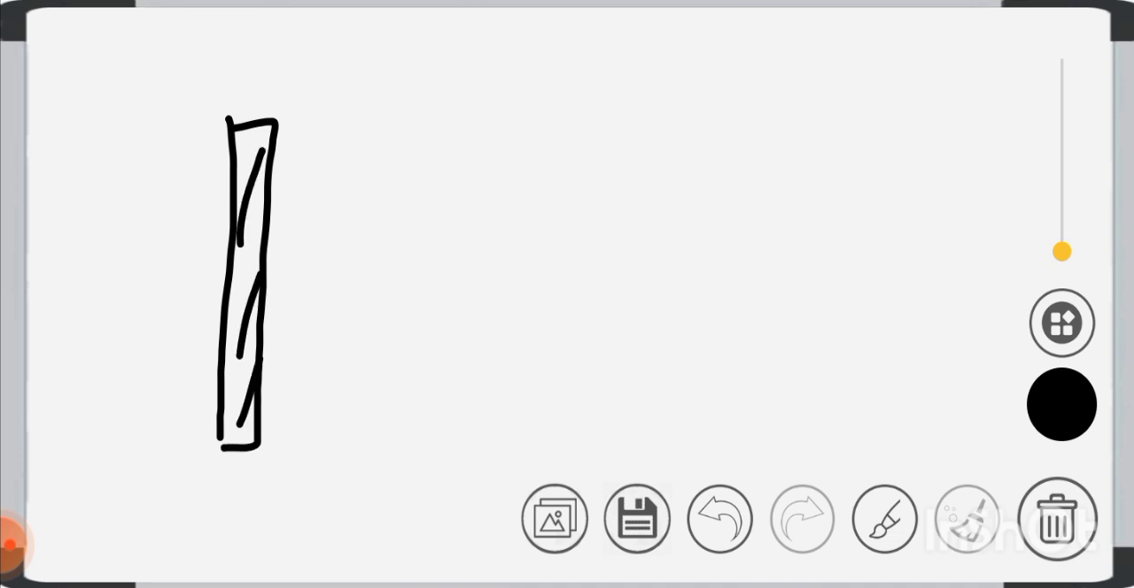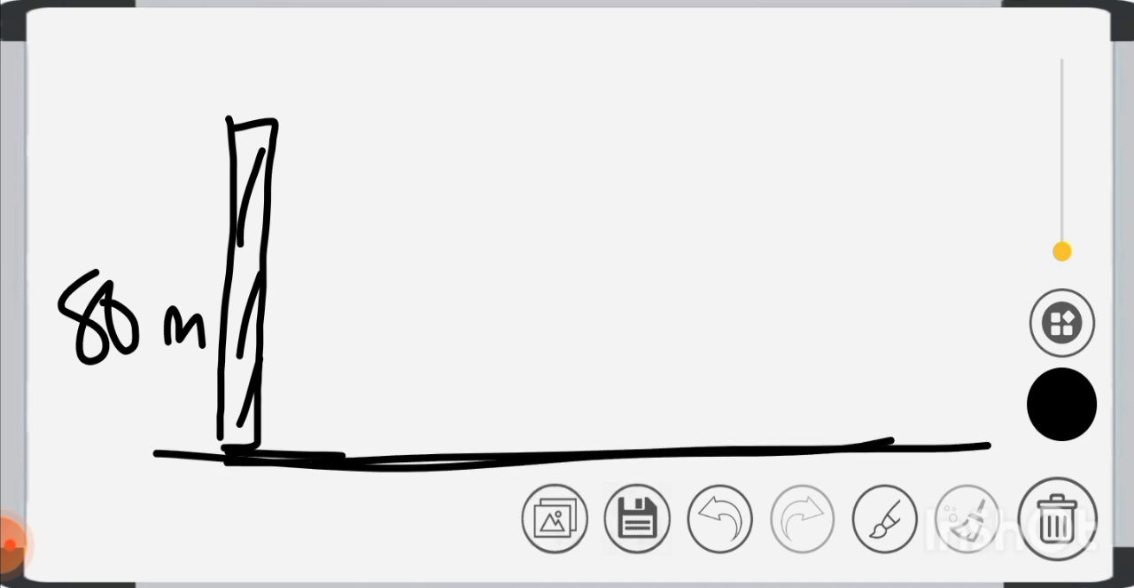Now let's say a man is on top of a tower 80 meters high and observed an angle of depression of a boat at sea level. Let's assume the sea level is here, and the angle of depression of the boat is 30 degrees. Let's say that is the boat. This person observed an angle of depression. Remember, this is the horizontal line of this person.